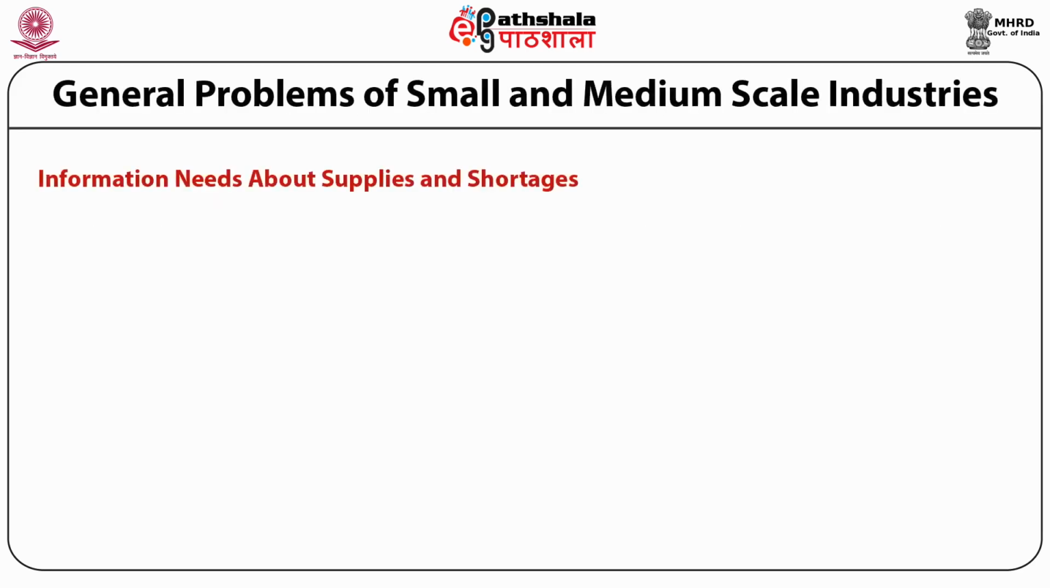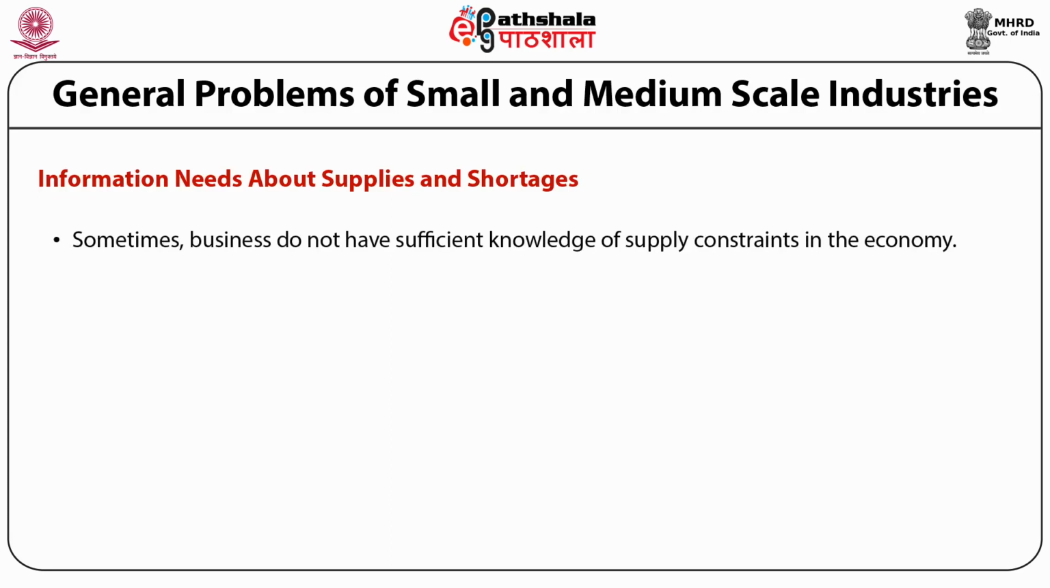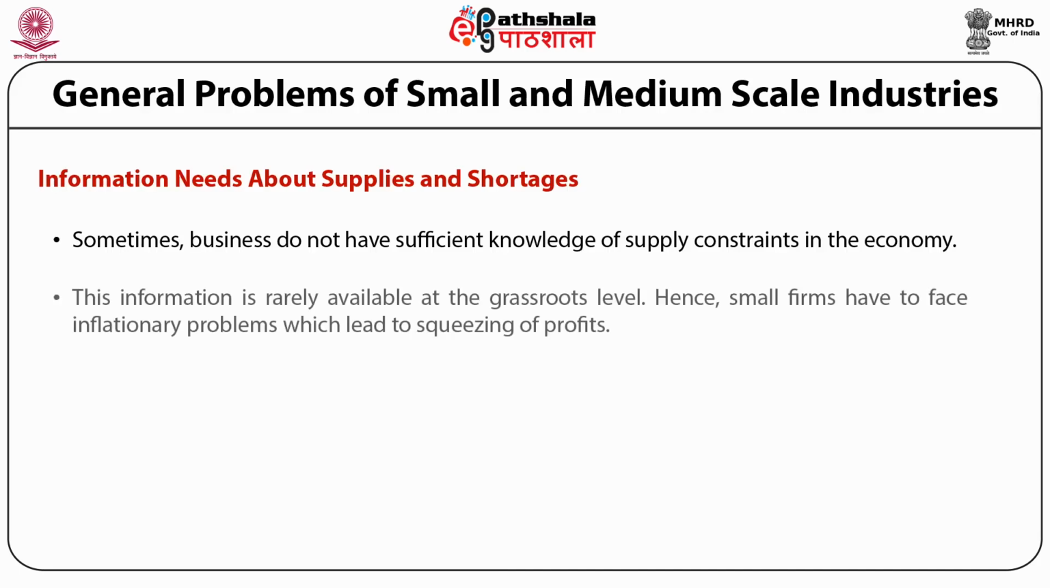Next comes information needs about supplies and shortages. Sometimes, rather every time, businesses do not have sufficient knowledge of supply constraints in the economy. Once SMEs start the business, they may be interested in knowing about the suppliers of specific machinery that suit their needs, the technical information, and the market trends for the products. This information is rarely available. Hence, small firms have to face an inflationary problem which leads to squeezing of profit later on.